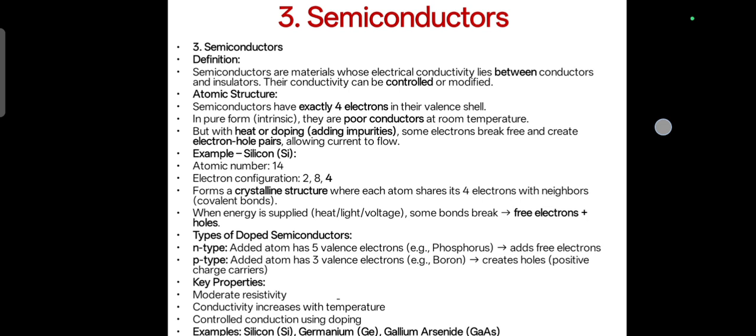So this is the basics of the different types of material that are available. First is conductors, then insulators, and semiconductors. So here we are concluding the first unit, that is the fundamentals of electrical engineering.